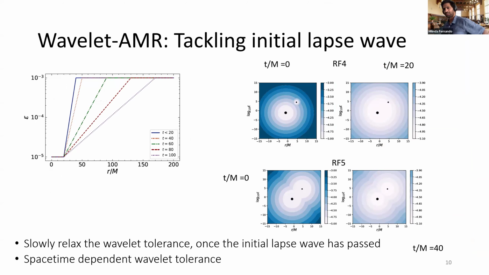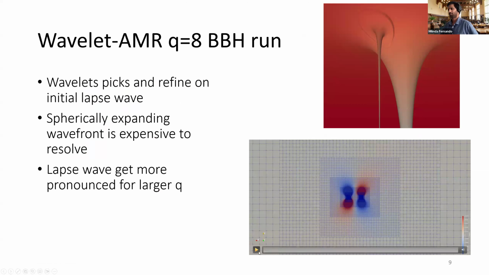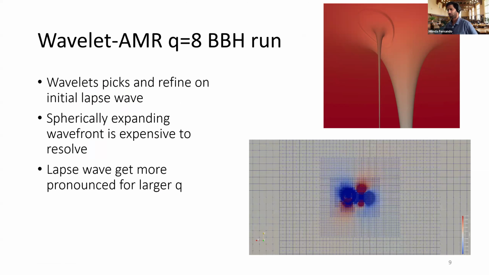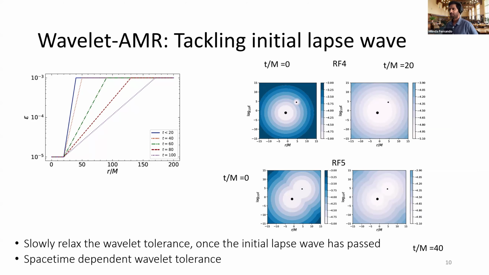So how do we tackle this problem? Basically, as I mentioned, we can specify our wavelet tolerance. In the previous simulation, this wavelet tolerance was specified as a constant value globally. That's why this problem happens. So in order to tackle this problem, we decided to try wavelet functions that depend on space and time.